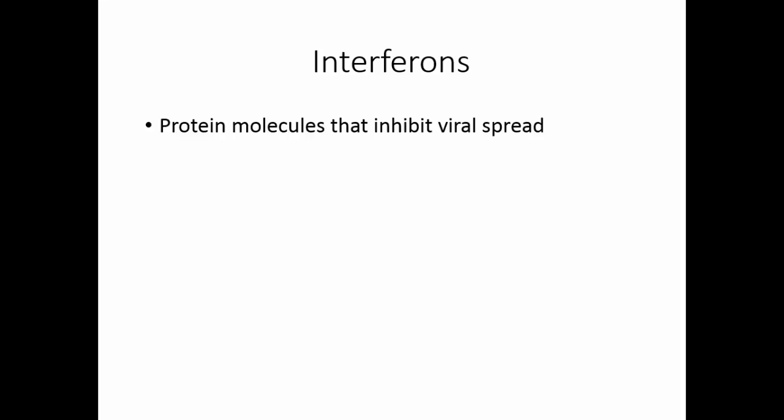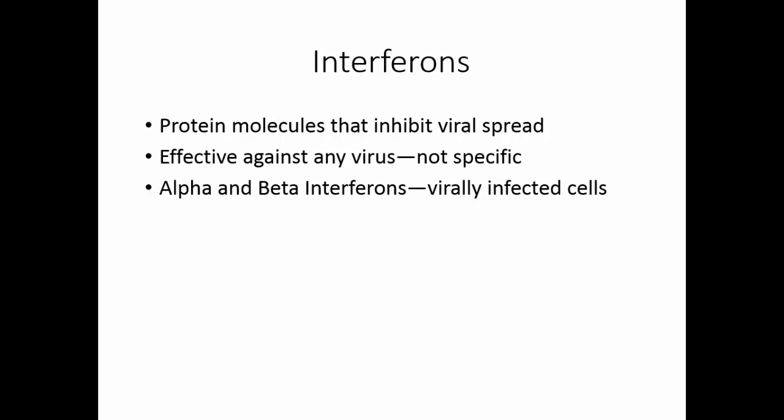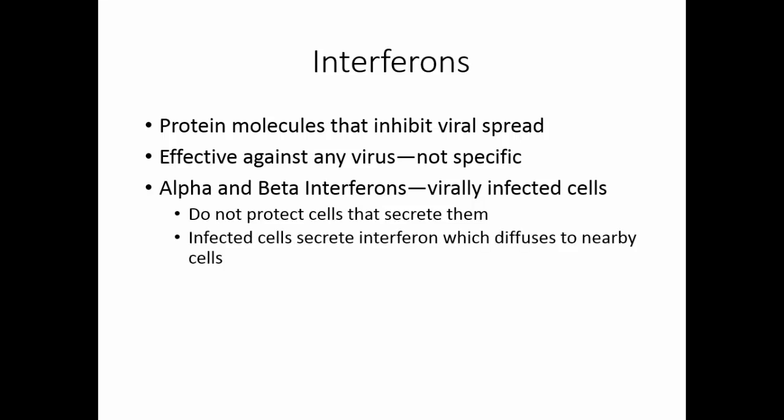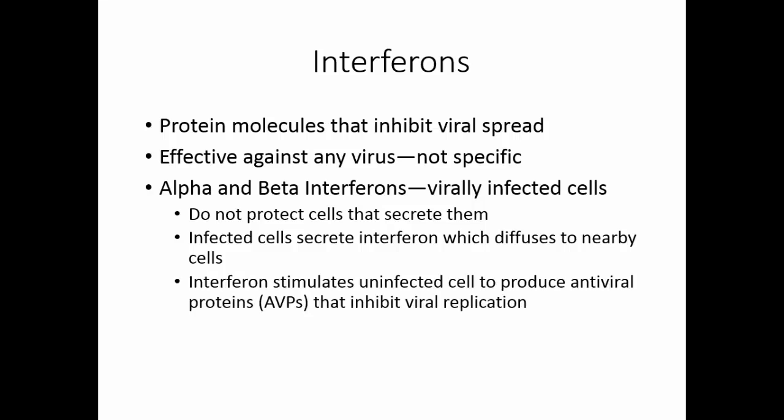Interferons are protein molecules that help inhibit viral spread. Again, these are nonspecific. They're effective against any virus. There are three kinds of interferon. Alpha and beta interferons are secreted by virally infected cells. Unfortunately, these interferons cannot protect the cells that secrete them. The infected cells secrete interferon, which diffuses to nearby cells. This interferon stimulates the uninfected cell to produce an antiviral protein, an interfering protein, that will inhibit viral replication.